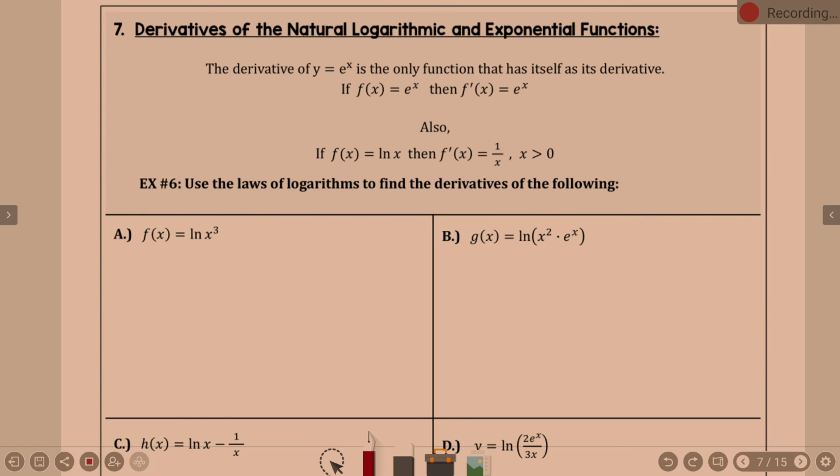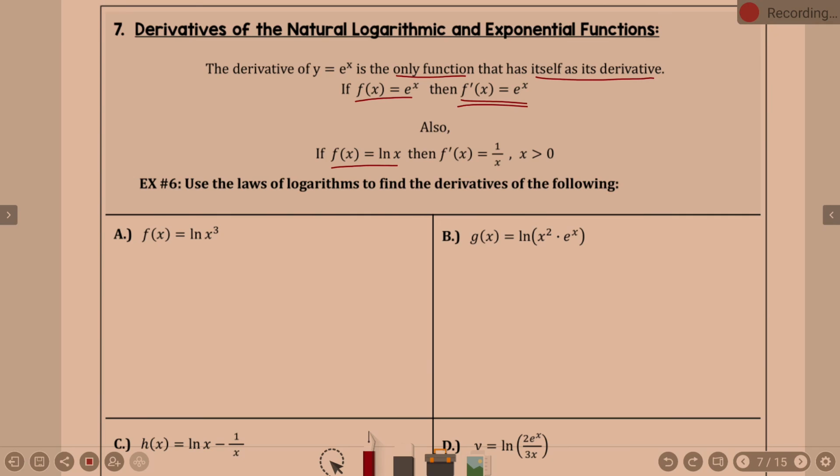The derivative of e to the x is e to the x. Oh, that's handy. It's the only thing I know where the derivative is itself. It even says it right here: the only function that has itself as a derivative. If f of x equals e to the x, the derivative of e to the x is e to the x. Also, the other one we're learning, if f of x equals the natural log of x.